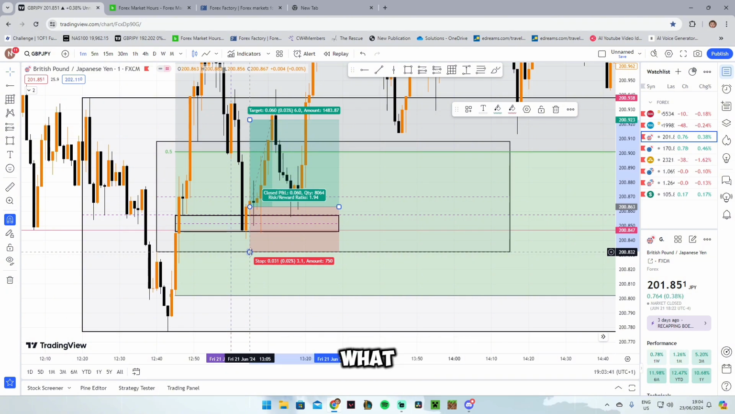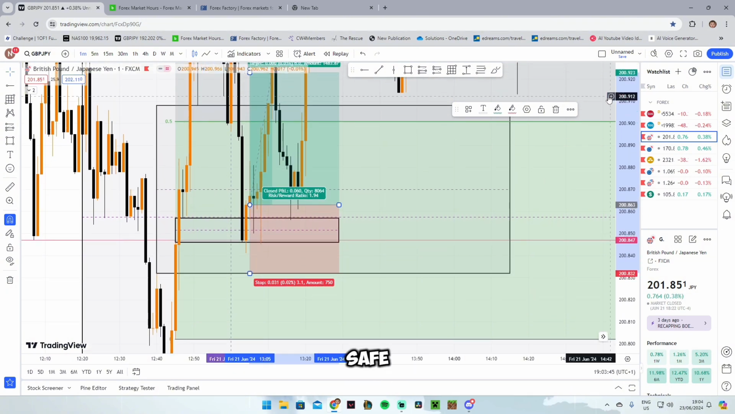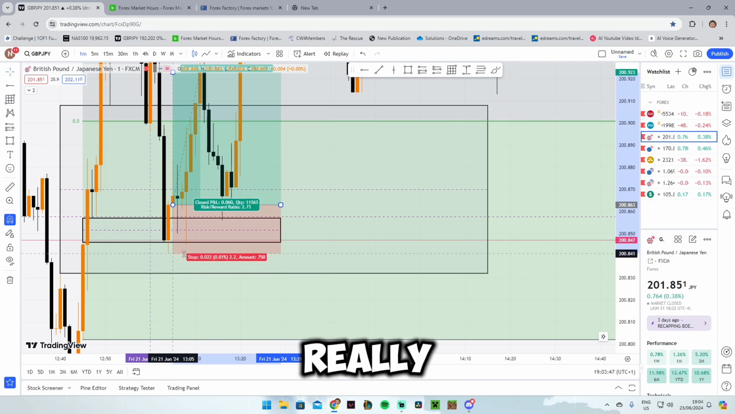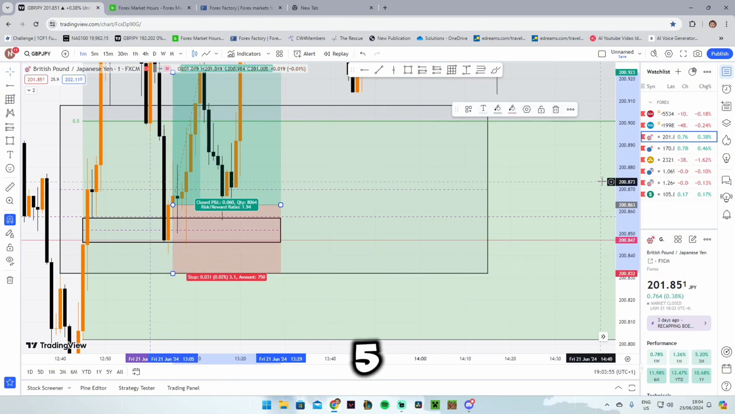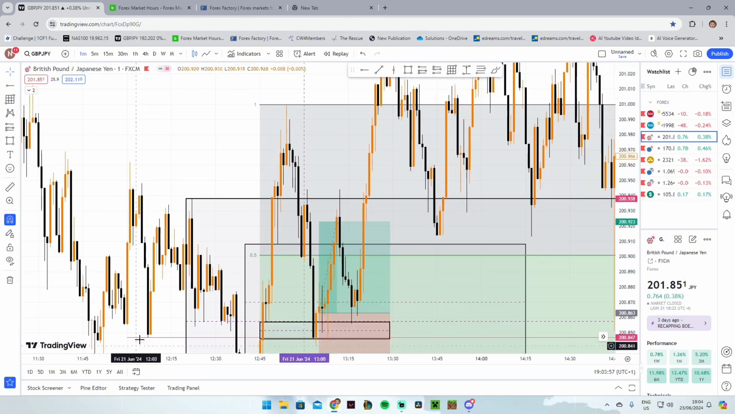But honestly, what I like to do is play it safe. Not really. That's a bit low. A bit too close for my liking. So yeah, I like to play it safe most of the time. Put it on the 5 minute confluences.